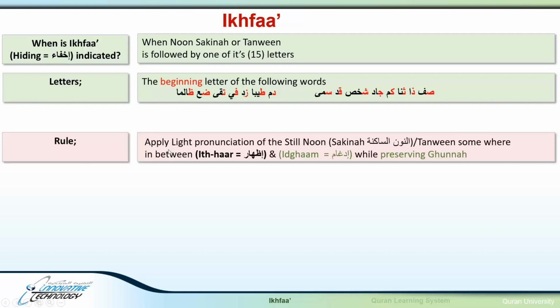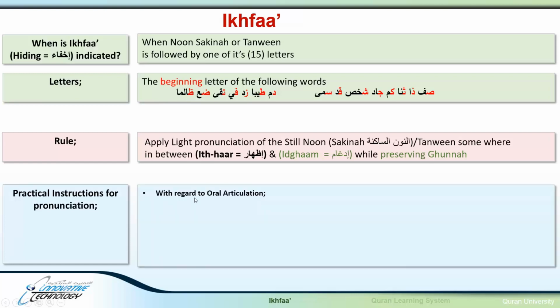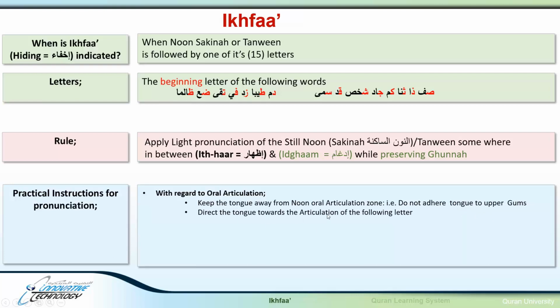Now the rule: we apply light pronunciation of the still noon, the noon Sakinah or Tanween, somewhere in between Idhhaar and Idghaam, while preserving the ghunna, as we have explained in the last few minutes. And the practical instruction for how to pronounce the noon with Ikhfaa. In regard to the oral articulation, keep the tongue away from the noon articulation zone. Do not adhere the tongue to the upper gums. Direct the tongue towards the articulation of the following letter, one of those letters.